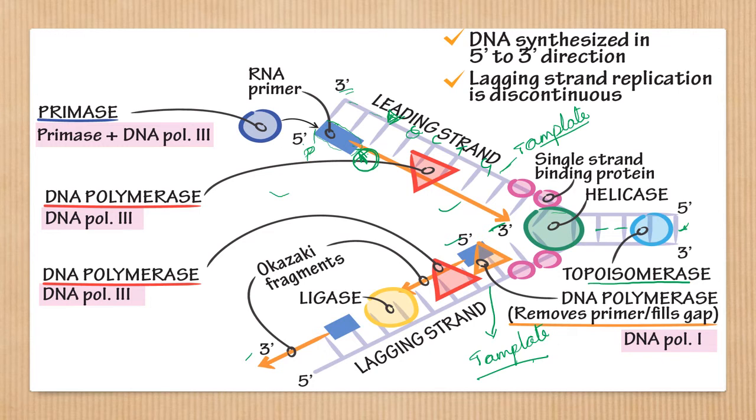It is also one important point. Why does it occur only in the 5 to 3 direction? Because the 3 end consists of a hydroxyl group. It is reactive, so the newly formed nucleotide is added to this 3 end. Okay. So now DNA polymerase 3 continues that reaction. That means it elongates the chain; the nucleotide elongation will continue.